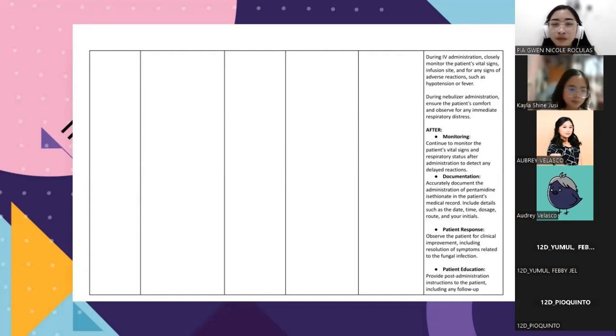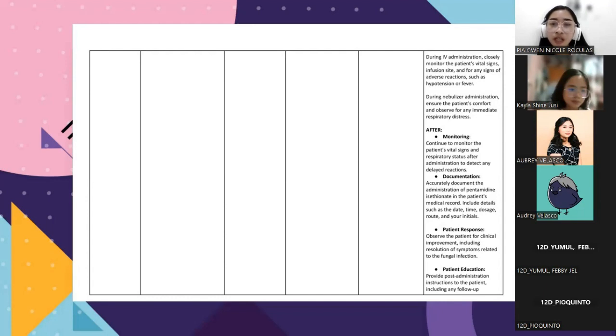After naman, we have to monitor. So continue to monitor the patient's vital signs and respiratory status after administration to detect any delayed reactions. And then documentation, accurately document the administration of pentamidine isothianate in the patient's medical record. Include details such as the date, time, dosage, kung ano yung nilagay mo, route, kung saan mo for the IV route, and your initials.